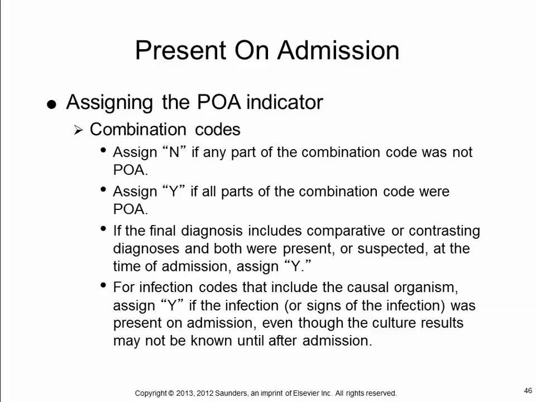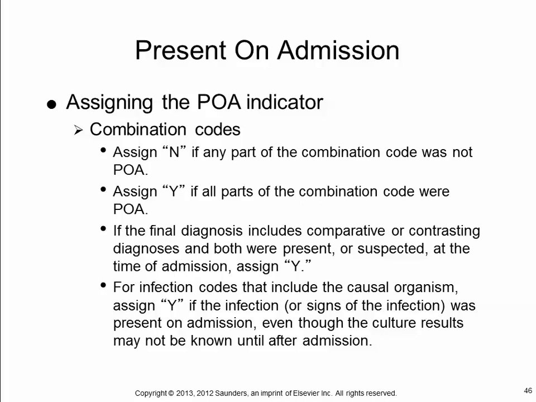Let's say you have a combination code. If any part of a combination code was not present on admission, you assign an N. You only assign a Y if all parts of the combination code were present on admission. Otherwise, it's an N. Okay? Let's say your final diagnosis has an either or, comparative and contrasting diagnosis. Both were present or suspected at the time the patient was admitted, it's a Y.